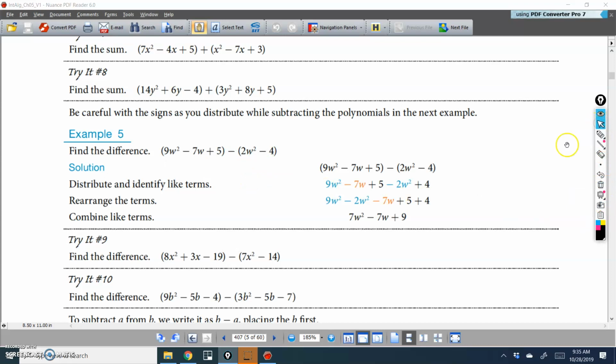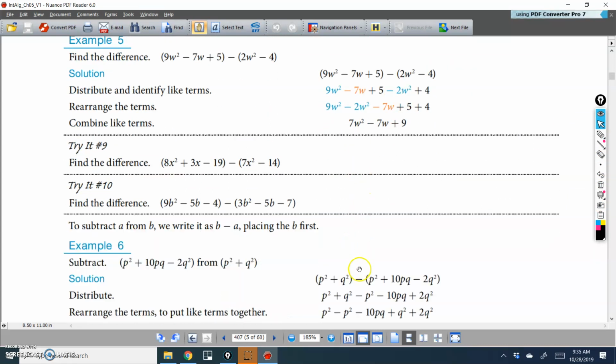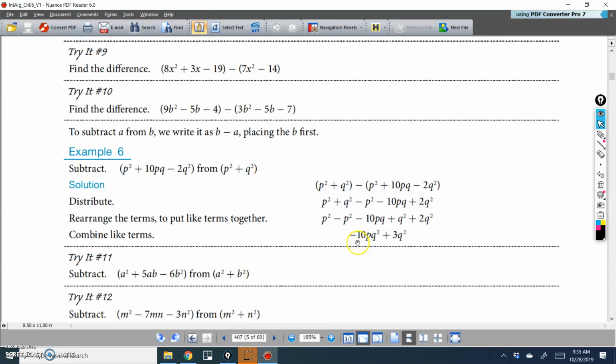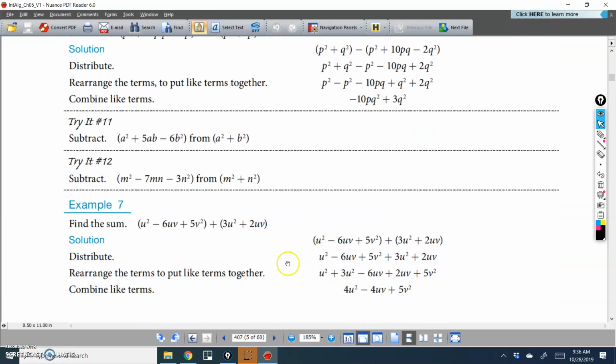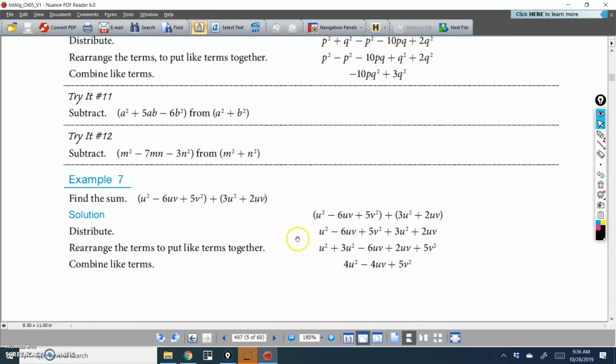Alright, moving on. Let me see if I can find a really challenging one. Find the difference? No, not good enough. Let's try number 11 because that one looks fun.